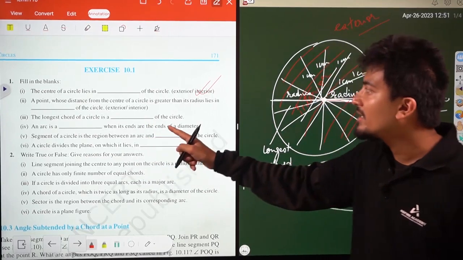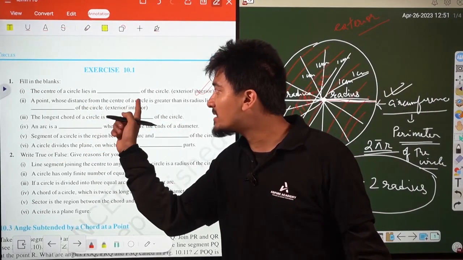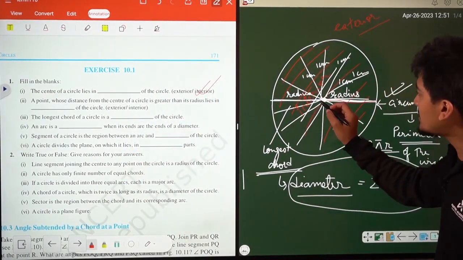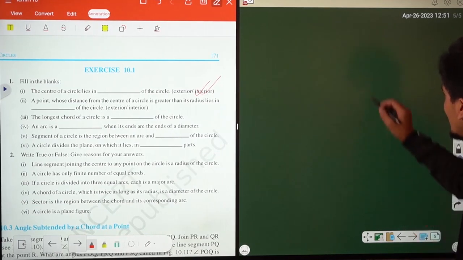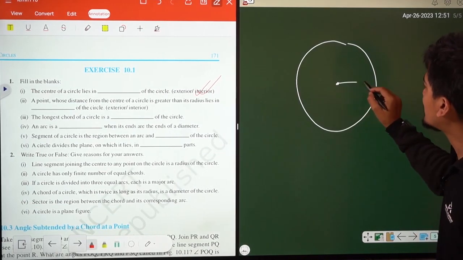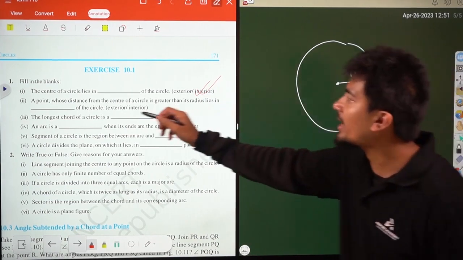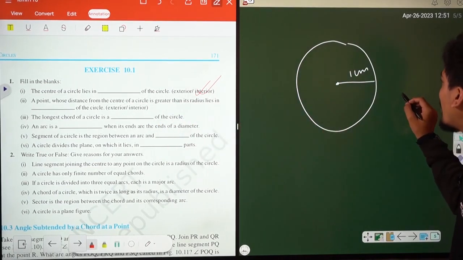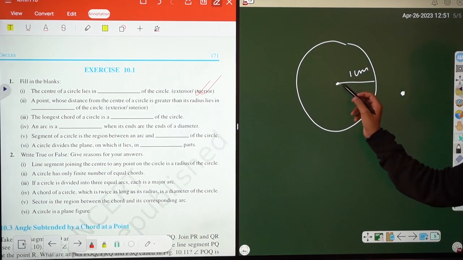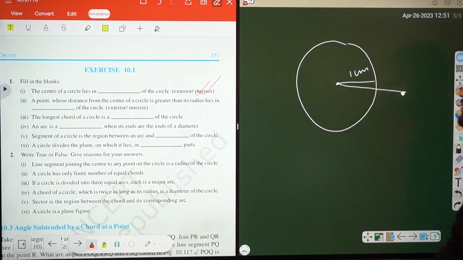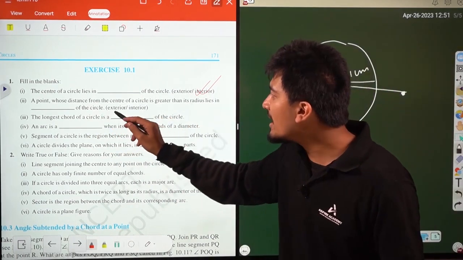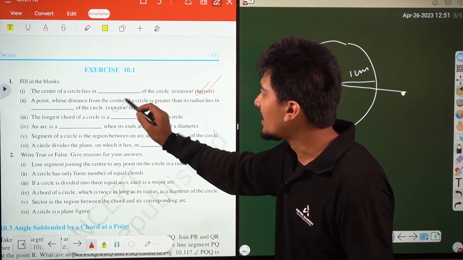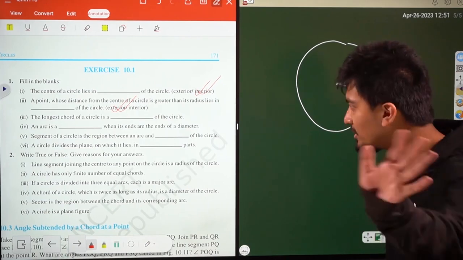Next, a point whose distance from the center of a circle is greater than its radius lies in the dash of the circle. Say for example, this is a circle and this is the radius of the circle, which is 1 centimeter, and a point whose distance from the center is greater than its radius. That means the point is outside the circle. So will the point lie in the interior or exterior? Since this part is the exterior, it will lie in the exterior of the circle. Understood?